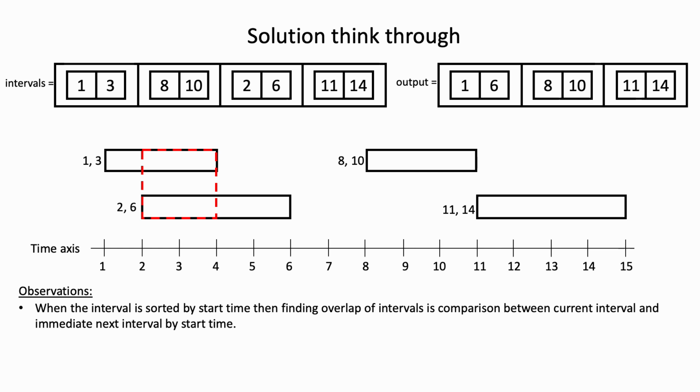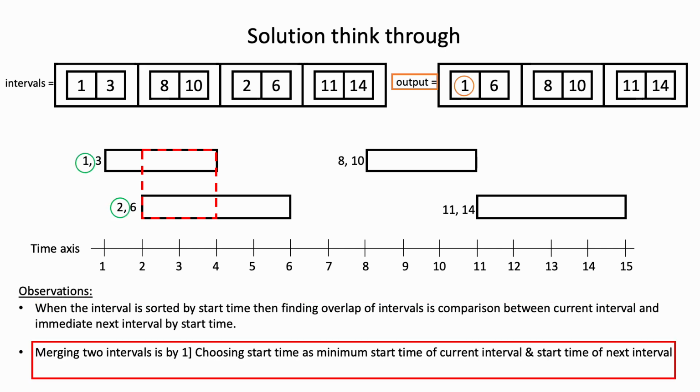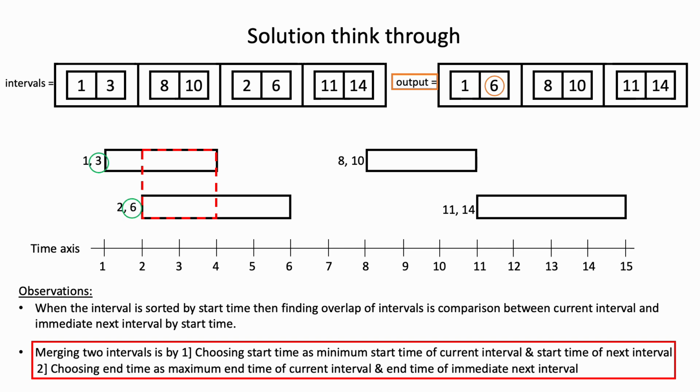From this example test case, we can draw this observation: when the intervals are sorted by start time, as you can see on this time axis, finding overlap of intervals is a comparison between the current interval and the immediate next interval by start time. Once we find the overlap, we can merge these two intervals by choosing the start time as the minimum start time of the current and immediate next interval. In this case it would be 1. And choosing the end time as the maximum end time of the current interval and the end time of the immediate next interval. In this case it would be 6 in the output.